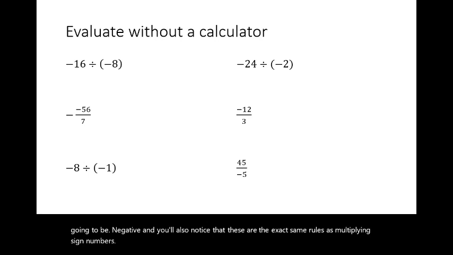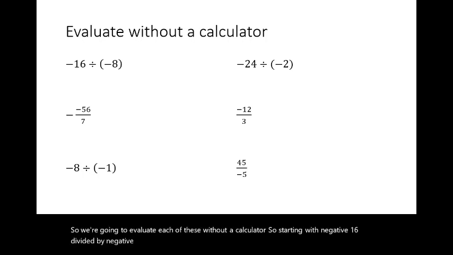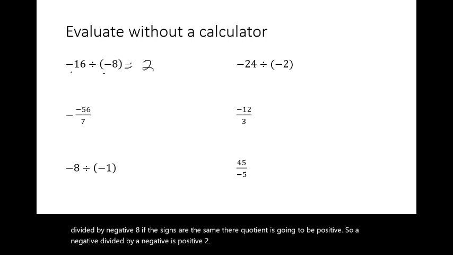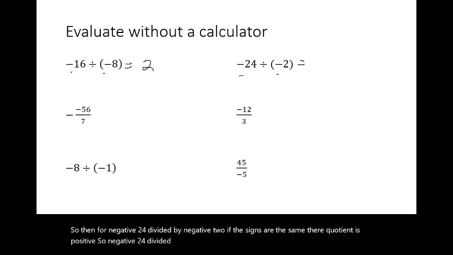So we're going to evaluate each of these without a calculator. So starting with -16 divided by -8, if the signs are the same, their quotient is going to be positive. So a negative divided by a negative is a +2. So then for -24 divided by -2, if the signs are the same, their quotient is positive. So -24 divided by -2, negative divided by negative is a +12.